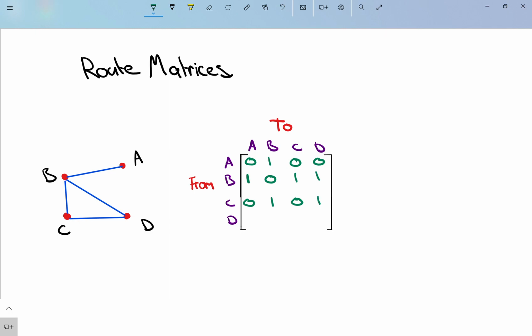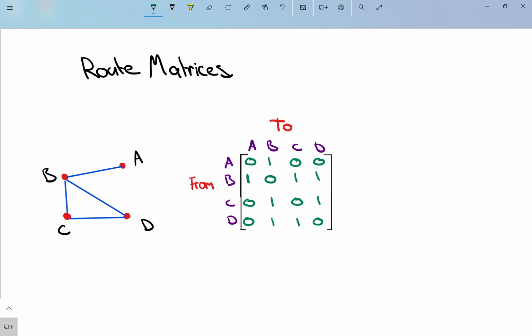Okay, now on our last town, so from town D to town A, there is no way you can do that. You have to pass through B first. So there is 0. From town D to town B, there is 1. From town D to town C, there is 1. And from town D to town D, there is 0.